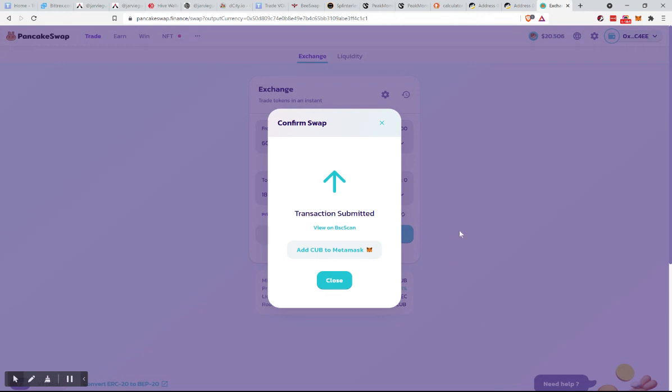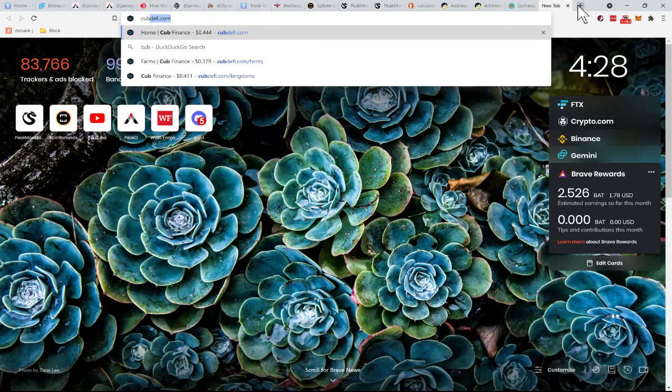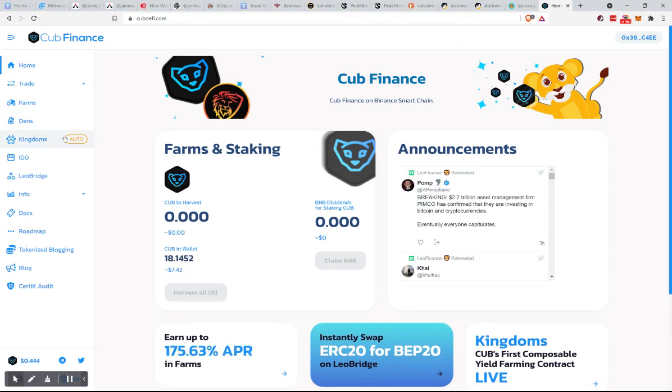All right, so now we wait again. Binance Smart Chain is not too slow. It's pretty fast. It's all right. Pending. All right, done. All right, so if we go back to Cub DeFi, which is weird that they just changed it instead of opening up another one for you. Yeah, I don't think that's a smart move. Open a new tab.